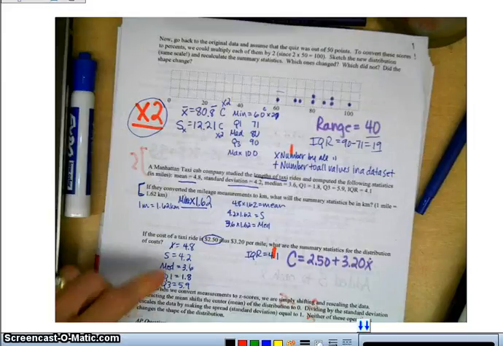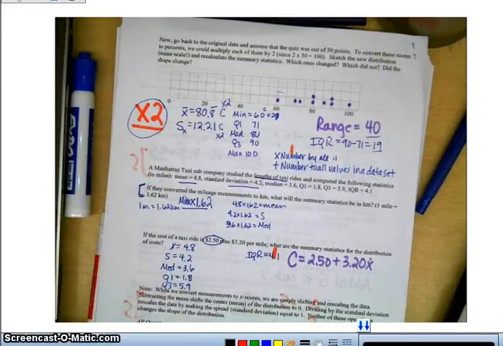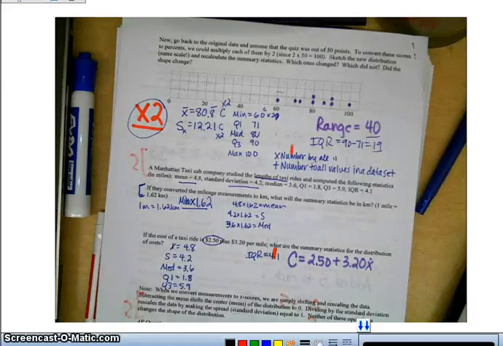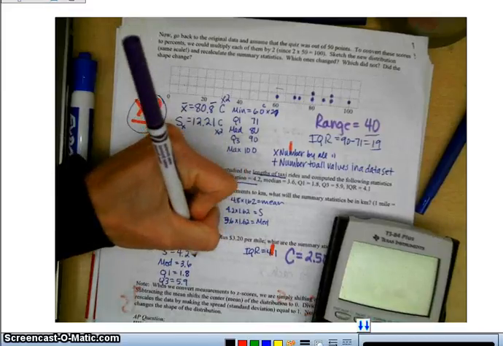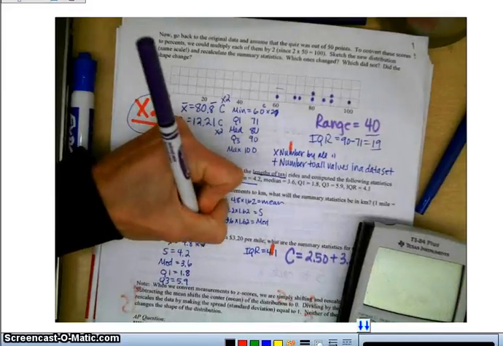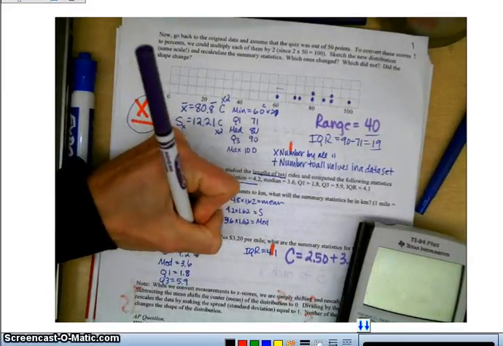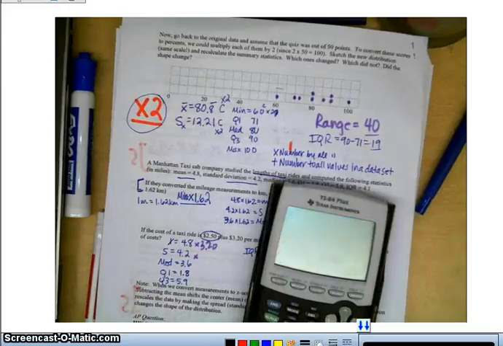So if I want to see how each of these is going to change, there's only a couple of them that aren't going to change, and that's when we add. But first we multiply everything, because first you're going to take the number of miles times 3.20. So the first thing you're going to do is multiply every value by $3.20. We can do that easily and quickly on our calculator.